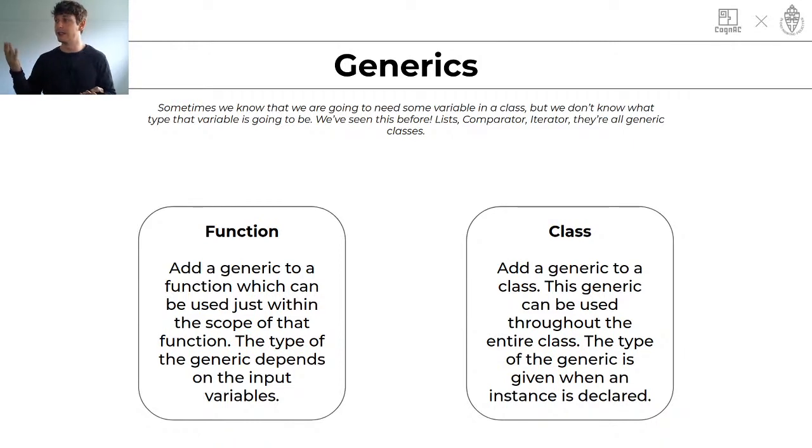So an example is a linked list, right? A list can be of any type. It can be of type string, it can be of type integer, it can be of type boolean, it can be of type person. We don't know beforehand, we just know that it will be of some type. So a list is a perfect example of a generic class. So we can essentially make two things. We can make an entirely generic class, or we can make just a generic function.